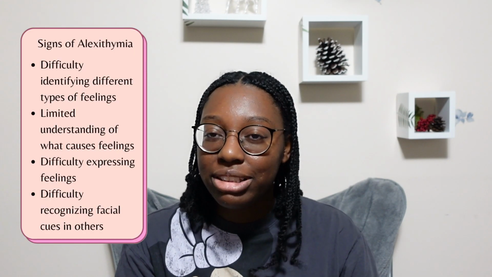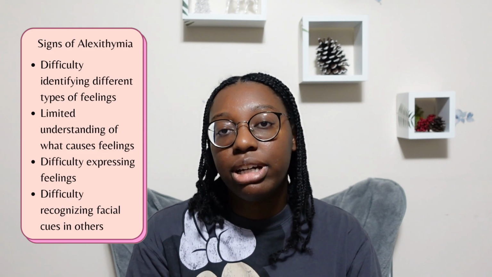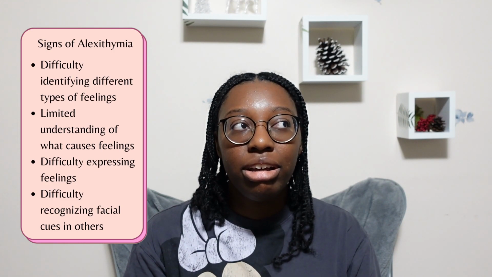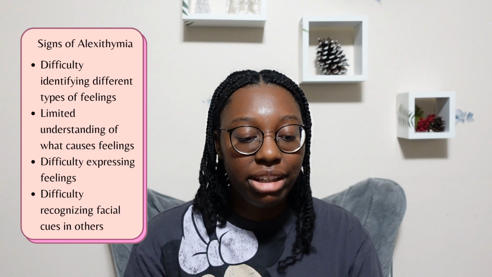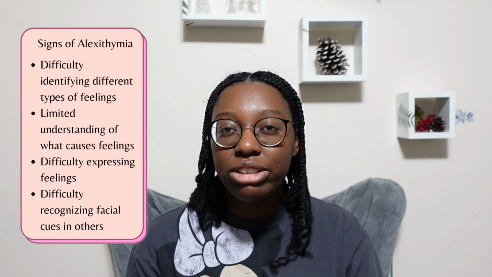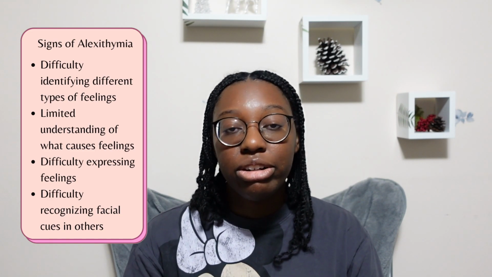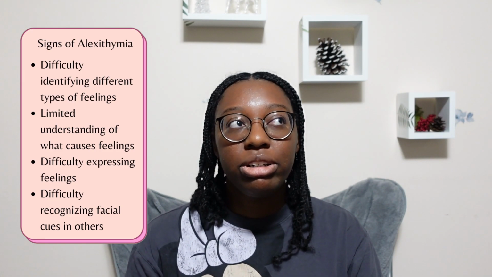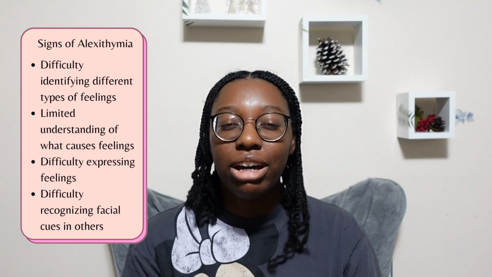So one example is having difficulty identifying your different types of feelings. That can look like literally not knowing what it is that you're feeling, or it could be confusing the signs of your emotions for something else. For example, if you're feeling nervous and you have butterflies in your stomach, you would confuse those butterflies in your stomach for being hungry.